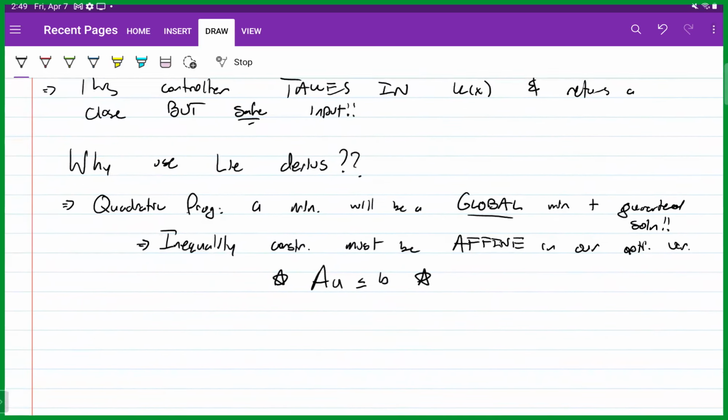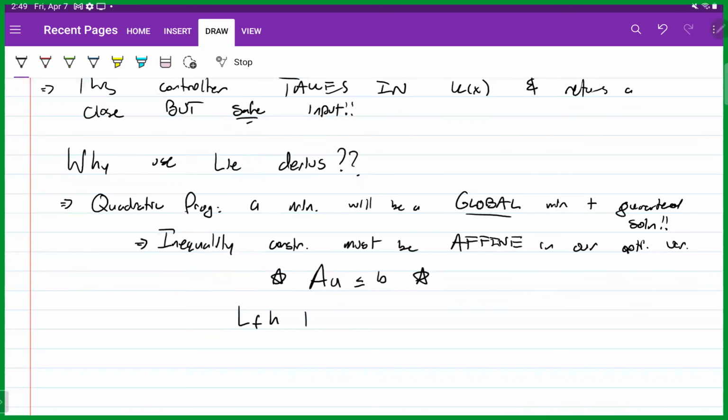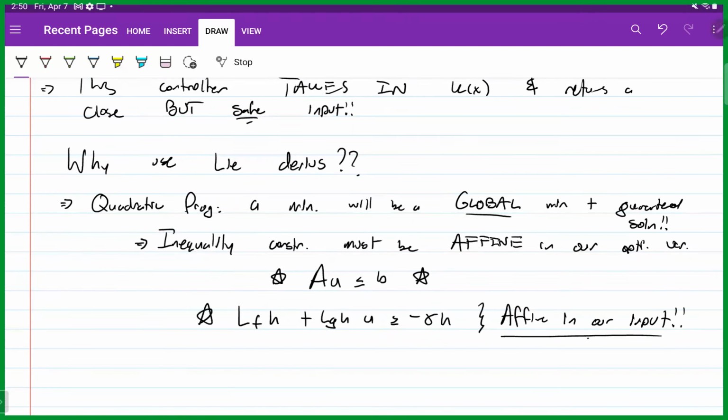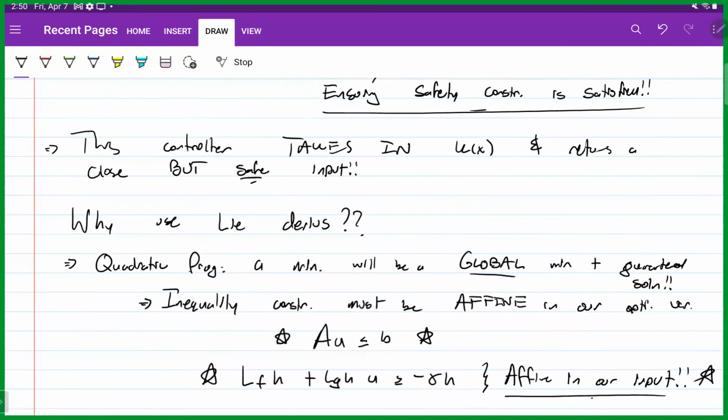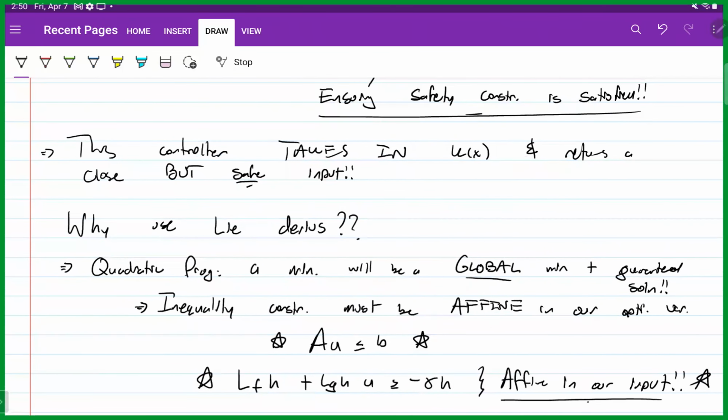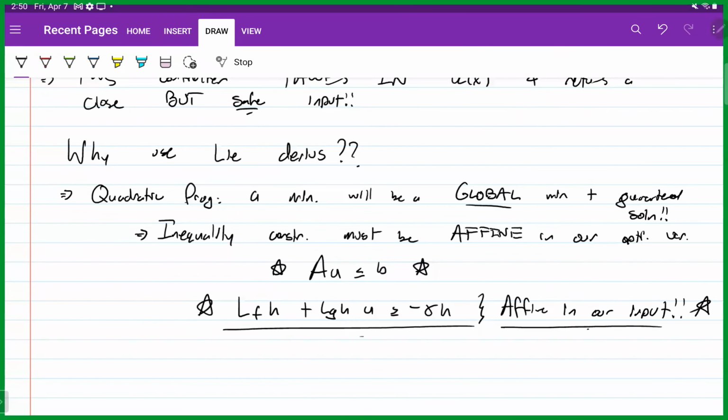So if we take a look at our Lie derivative formulation, where we have this L_f H plus L_g H times U greater than or equal to minus gamma times H, this is affine in our input. So when we write this out in Lie derivative notation, we see that this optimization problem is actually a quadratic program, and that'll be something that guarantees us a solution. So really, it's a notational thing that shows us that this optimization problem will have a guaranteed global minimum. Yeah, that's a great question. Thank you. Sure, yeah. Any other questions?